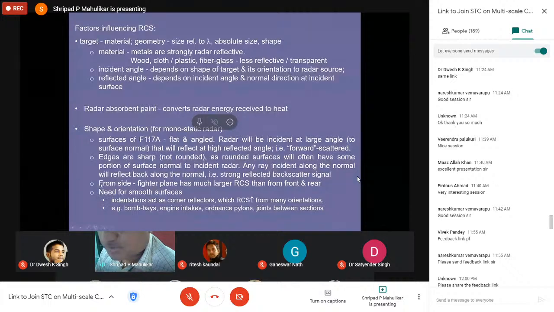Now, some points to be noted: even these low RCS stealth aircraft, from the side aspect, can have a much larger RCS than from the frontal aspect and the rear aspect. Sometimes the RCS even in the rear aspect can be higher than in the frontal aspect. So most of the stealth aircraft are designed mainly to reduce RCS from the frontal aspect, and then the rear aspect, but from the side aspect they can have a large RCS. And what I'm referring to is from the point of view of shaping considerations.